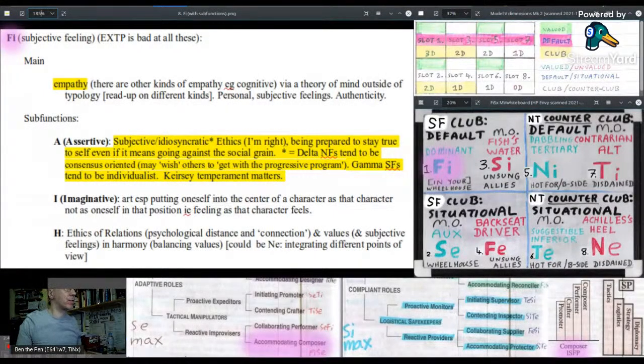Howdy, hi, folks. So today it's the turn of ISFP, FIS.